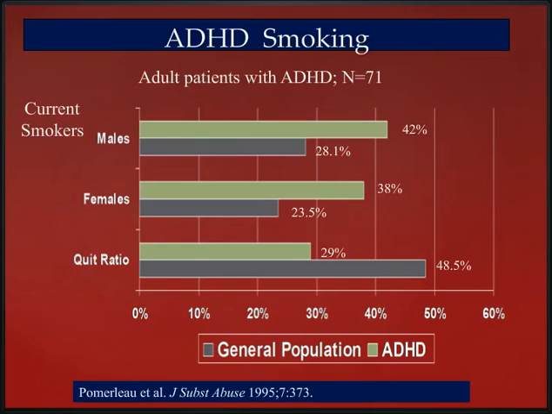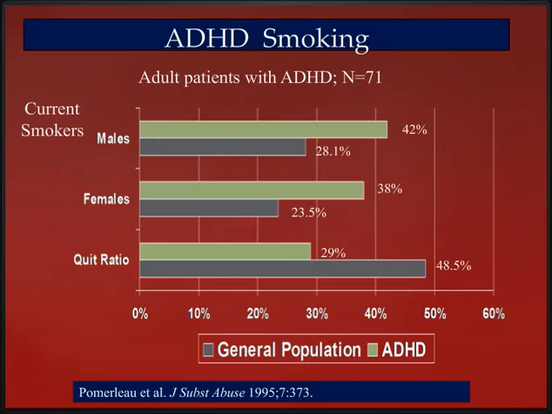I've already mentioned that adult ADHD shows a particular affinity for nicotine use, particularly cigarette smoking. We are not the only ones to have found this relationship. Here are the results of a study conducted by Pomerleau using 71 adults with ADHD as compared to a general population sample of adults. You can see here that adults with ADHD, which is the upper bar, are much more likely to be current smokers than is the general population. This is true both for men and women.